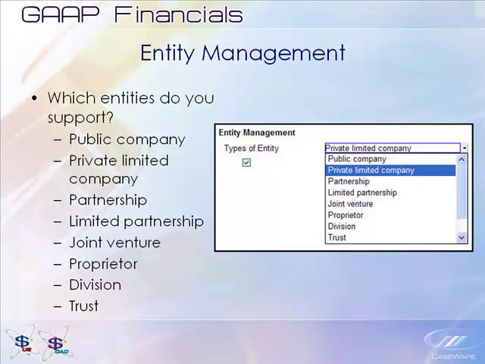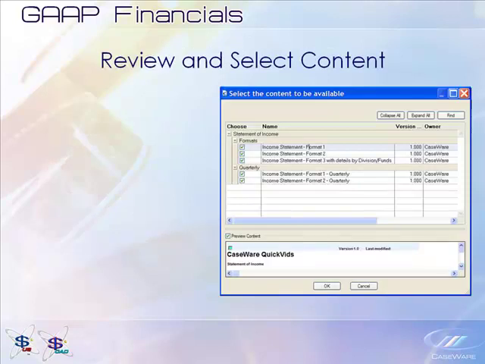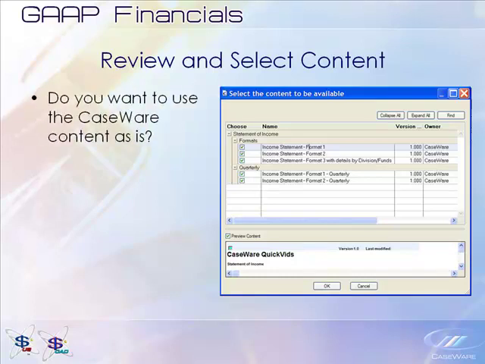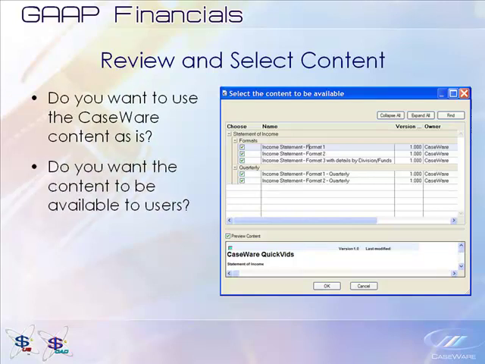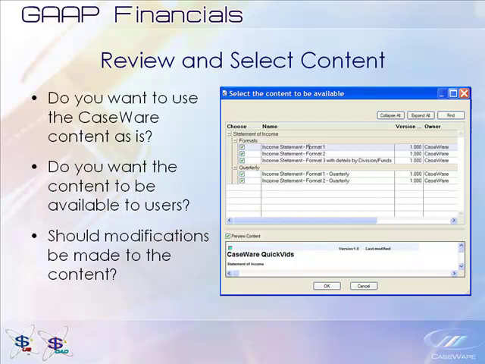The second step is to review our CaseWare content and select the content you would like to make available to users. When you review the content, you will be deciding 1. Do you want to use the CaseWare content as is? 2. Do you want the content to be available to users? And 3. Should the content be modified? If you want to keep the CaseWare content, you will make no further changes. If you don't ever want to show content, simply turn it off.